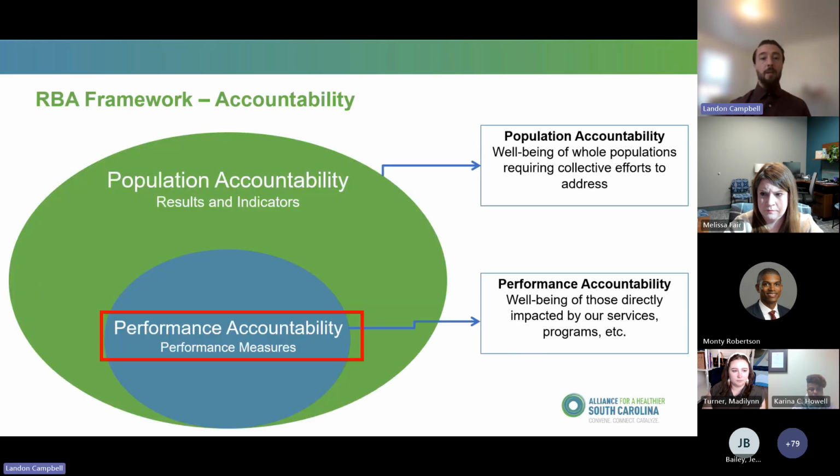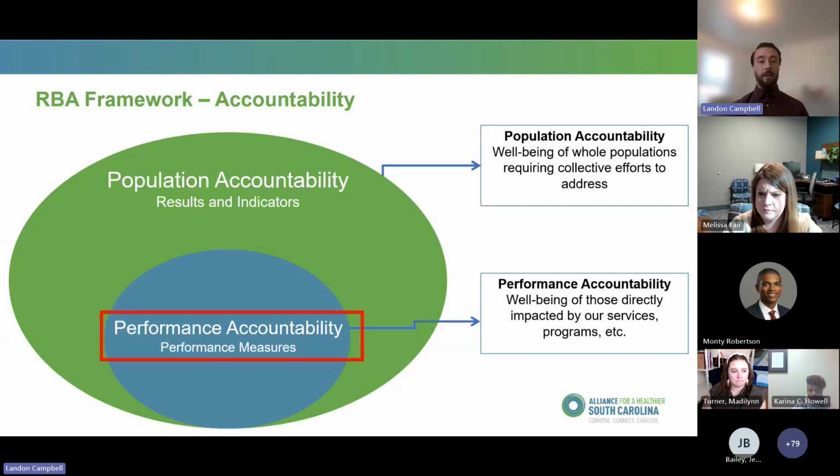So on the other hand, performance accountability focuses on the specific target audience, or those that your program or service directly serves. So you'll have a key role in the responsibility of improving the outcomes for this specific population. The idea behind RBA is to better define what we are responsible for and also help rein us in from making broader promises or statements about the reach and effectiveness of our programs.